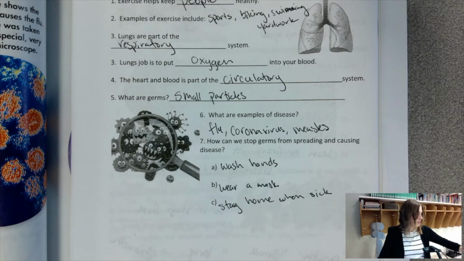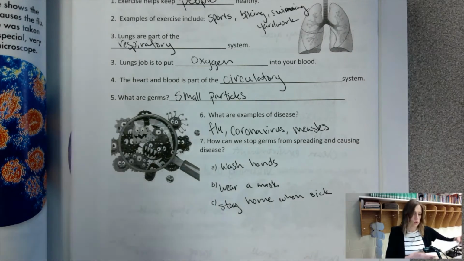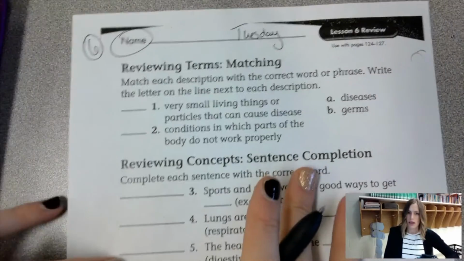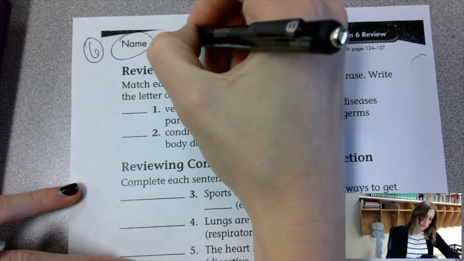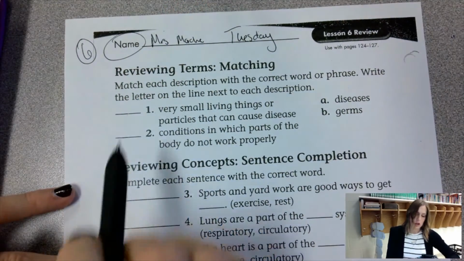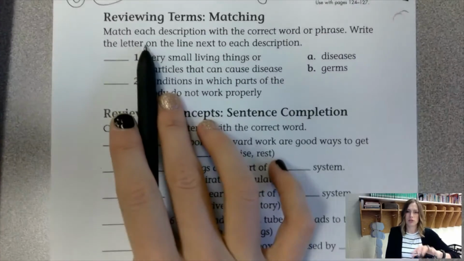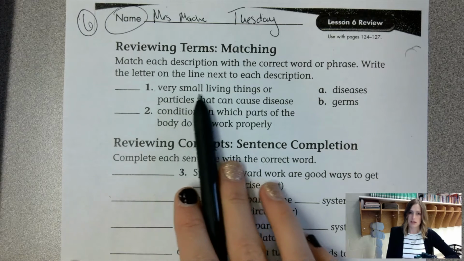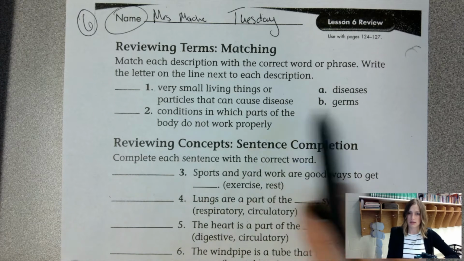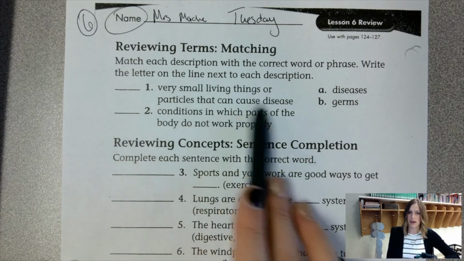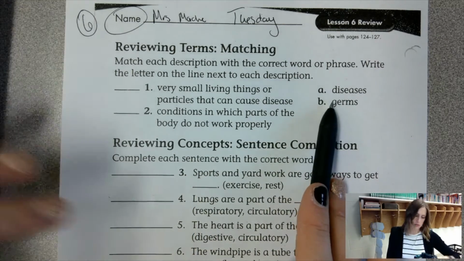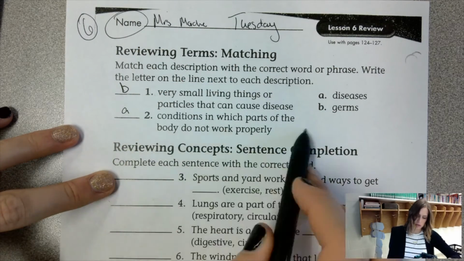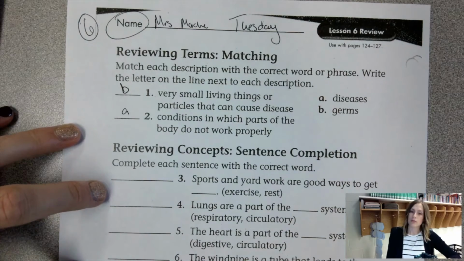All right, go ahead and take out your Tuesday worksheet. We'll go ahead and take our lesson 6 worksheet here. Make sure you get your name at the top. Reviewing terms matching. Match each description with the correct word or phrase. Write the letter on the line next to each description. So, a very small living thing or particles that can cause disease. Would that be germs or diseases? Well, if it causes disease, it can't be diseases, so we'd use germs. And then 2, a disease is a condition in which parts of the body do not work properly.